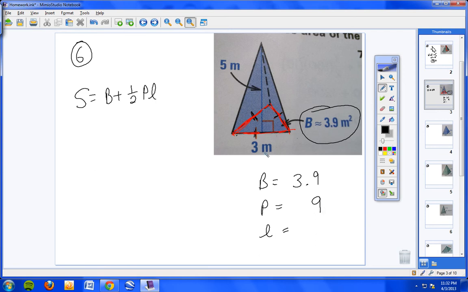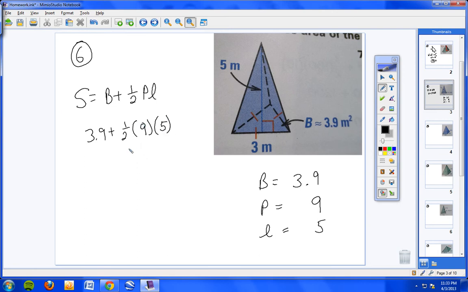And then I think they might give you the slant height. Let's get rid of all this stuff and see if they do. Yeah, they give you the slant height right here. So the slant height is 5. So here we go. For B, I'm going to substitute 3.9. For 1/2, I'm going to leave 1/2. For P, I'm going to substitute 9. And for L, I'm going to substitute 5.